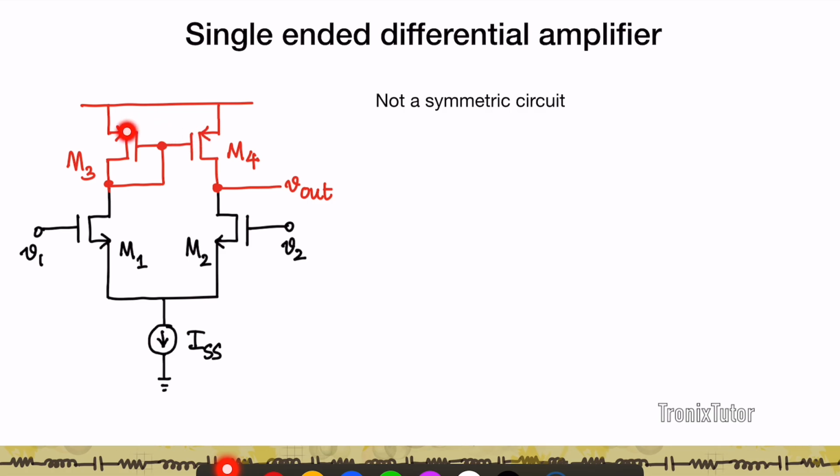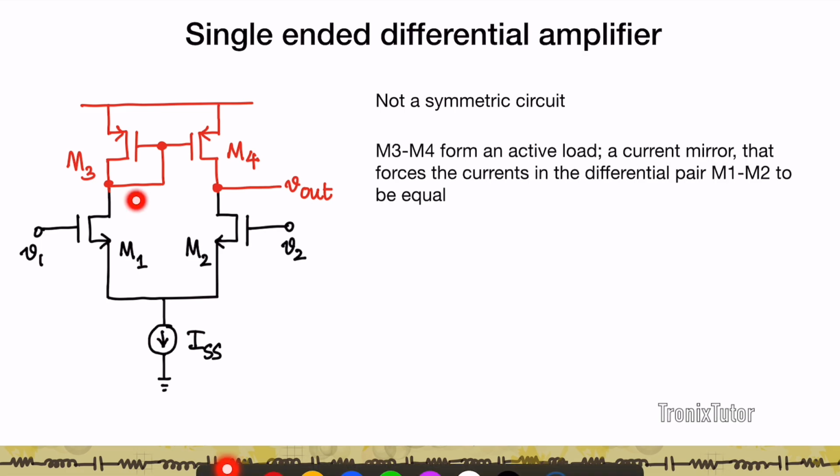So the first thing you see here is this is not a symmetric circuit because M3 is a diode connected transistor, whereas M4 is a transistor in saturation. So obviously this is not a symmetric circuit, which means that in small signal this is not going to be virtual ground. M3 and M4, as I said, form an active load, and this is a current mirror, so it forces the current in M1 to equal the current in M2.